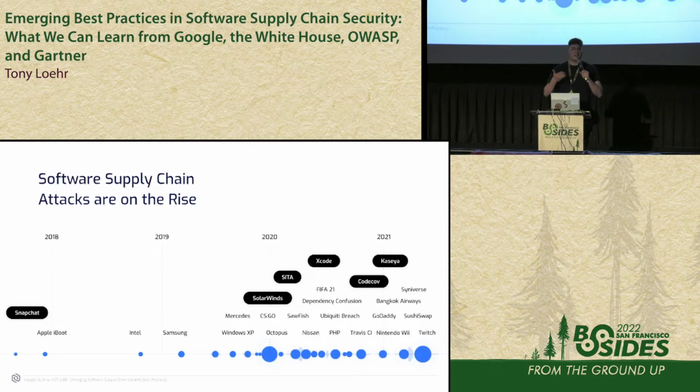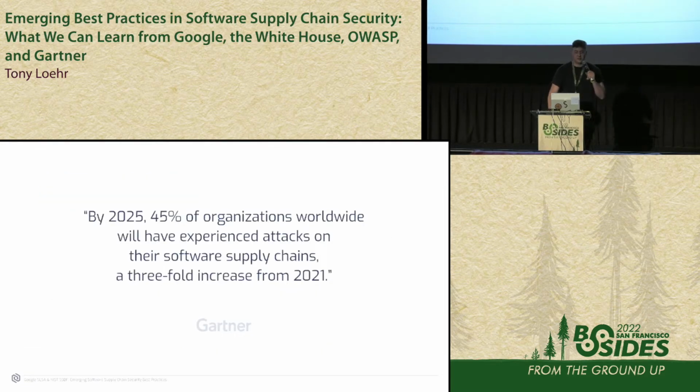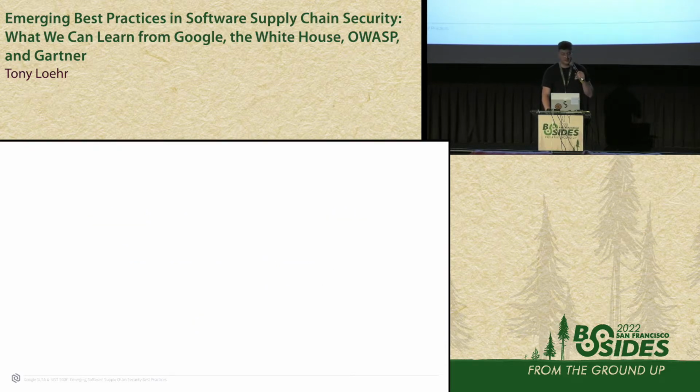I don't think I need to explain SolarWinds to anyone who came to this talk, nor CodeCov, the Kaseya attack, or XcodeSpy. But there's been plenty of other attacks, and they're certainly increasing in frequency. By 2025, Gartner predicts that 45% of organizations worldwide will have experienced attacks on their software supply chains, which is a threefold increase from last year.